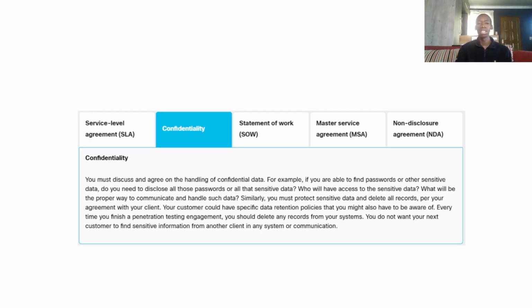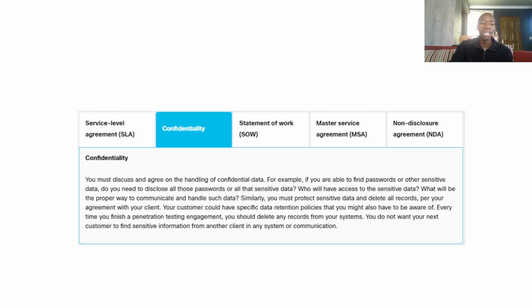Another part we need to understand is confidentiality. We must discuss and agree on the handling of confidential data. I pretty much think this is straightforward. We need to understand what type of data we are dealing with and how we are going to handle it, especially when it comes to passwords, customer information, or login details, be it from an end user or server, or Active Directory domains, and so forth. We need to understand how we handle this information and also be specific, not just go through each and every piece of information they have in the company, but be specific to what you are supposed to be looking at.